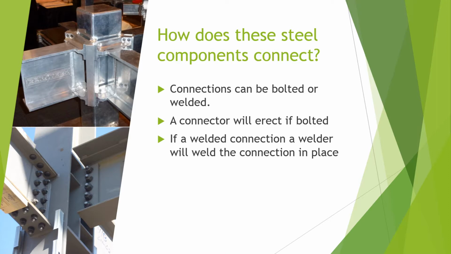Let's have a look for a moment at how these steel components connect. If we look in our top left here, we've got a welded connection, and in our bottom left here, we've got a bolted up connection. If we're welding something, we're going to need a welder. So that connection requires a welder. The bottom bolted up connection, we're going to have our connector align those bolts and put the bolts in where they are required for that connection.